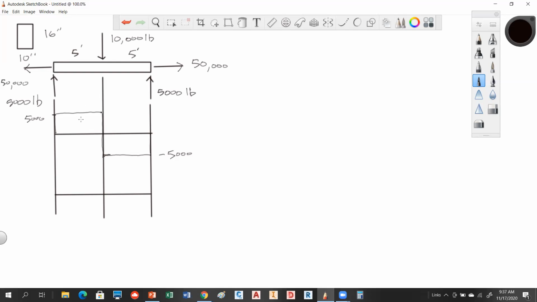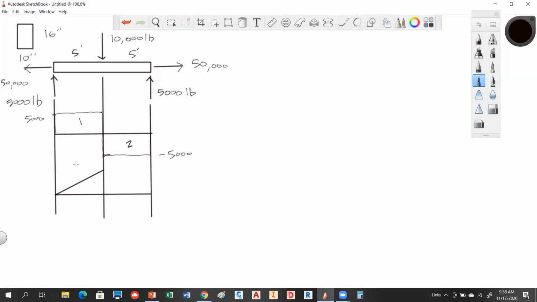So I have generated two areas here, area 1 and area 2. So there now is a moment. The moment starts at 0, and then it will be based on area 1. Area 1 is going to be 5,000 times 5, which gives us 25,000 pound-feet. So that's going to go like this. That's going to be a linear relationship. It's going to do that.